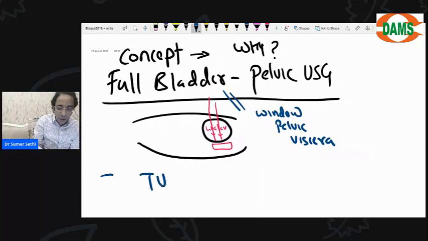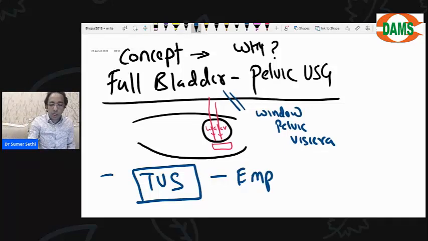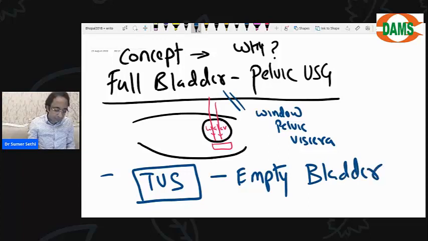Now understand, when you're doing a transvaginal sonogram, your ultrasound probe is right next to the uterus. You are in the vagina, you're touching the uterus here. There is no bowel loop in between, so you don't need a full bladder. Why are you troubling the patient? The patient will be empty bladder. Are you able to understand this?